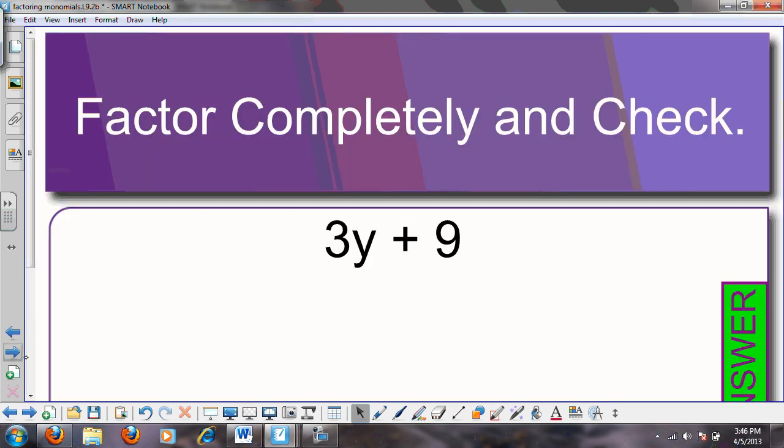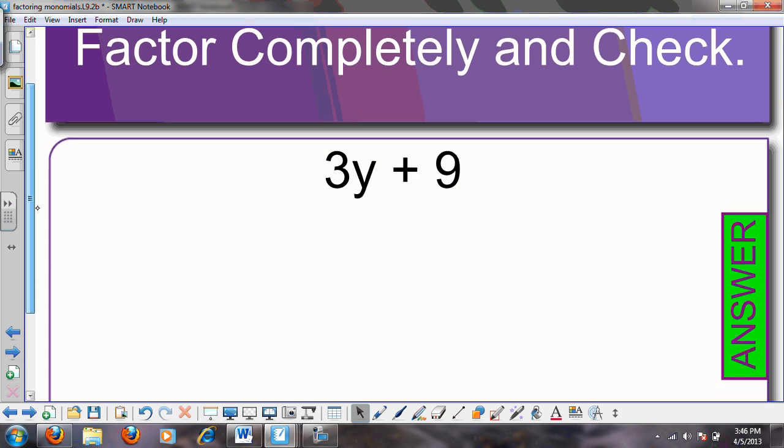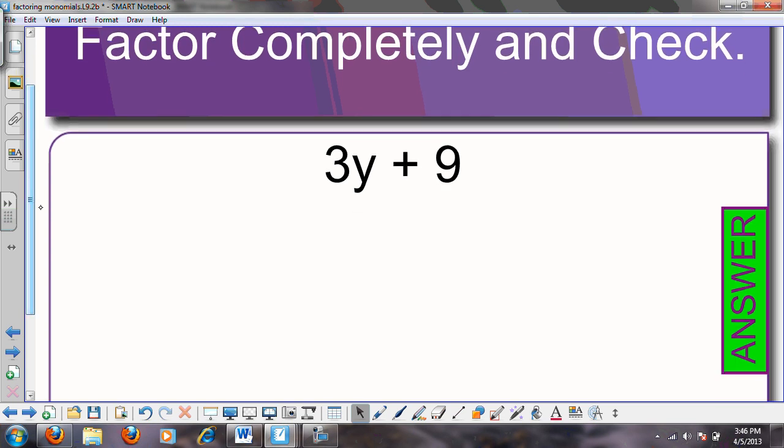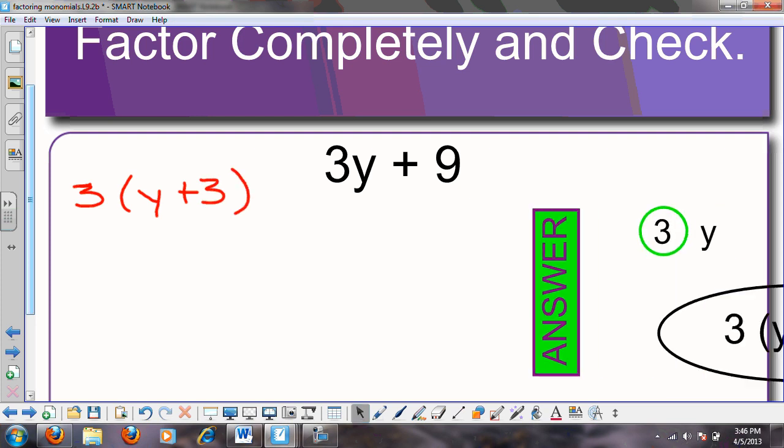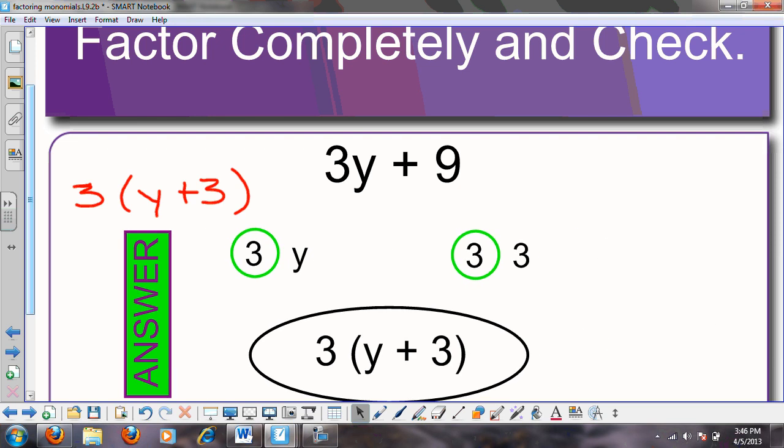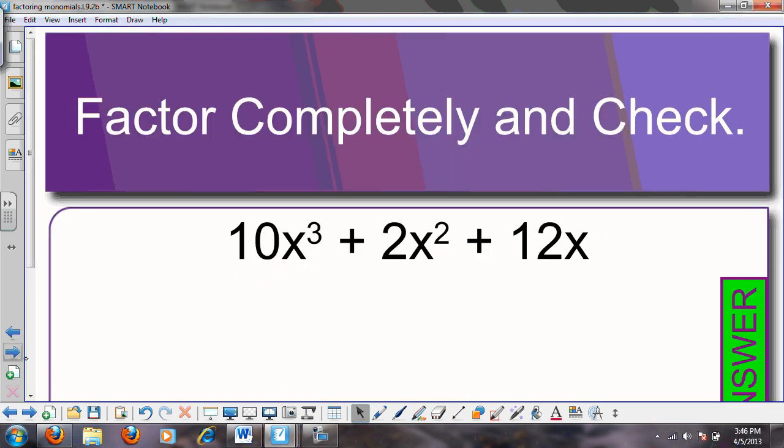Next one. Common factor, 3y plus 9. 3 and 9, is there a common factor? 3. y and no variables, so 3 divided by 3 is 1y, plus 9 divided by 3 is 3. We are correct. How about here?